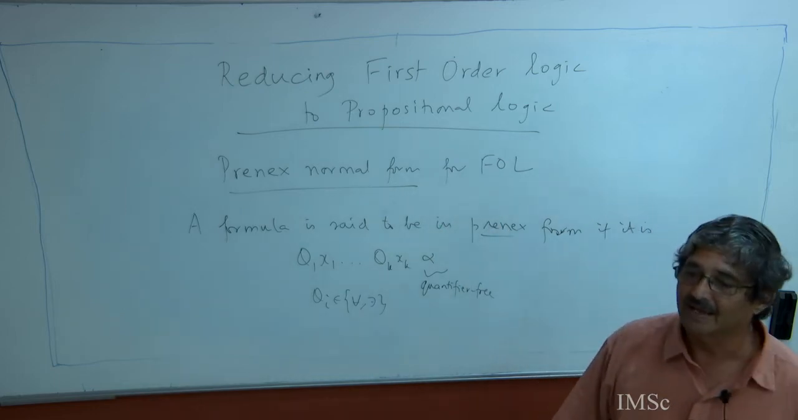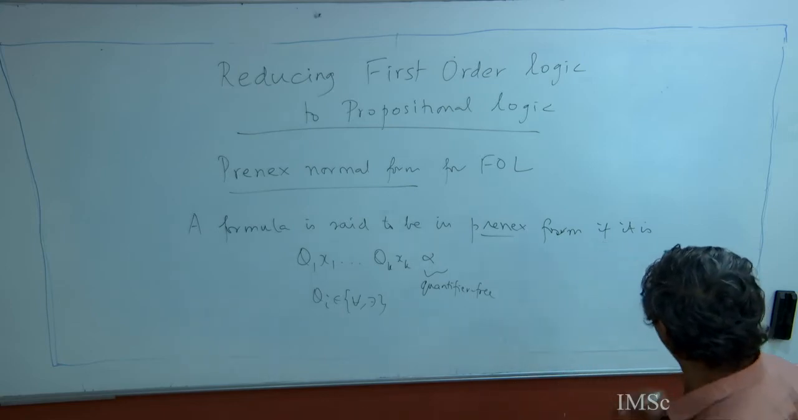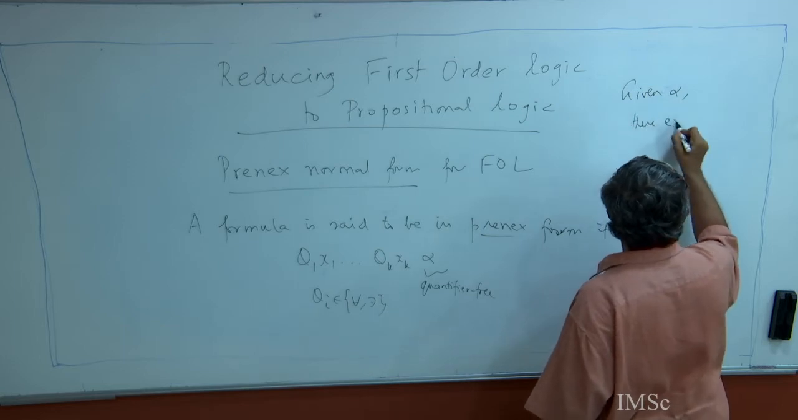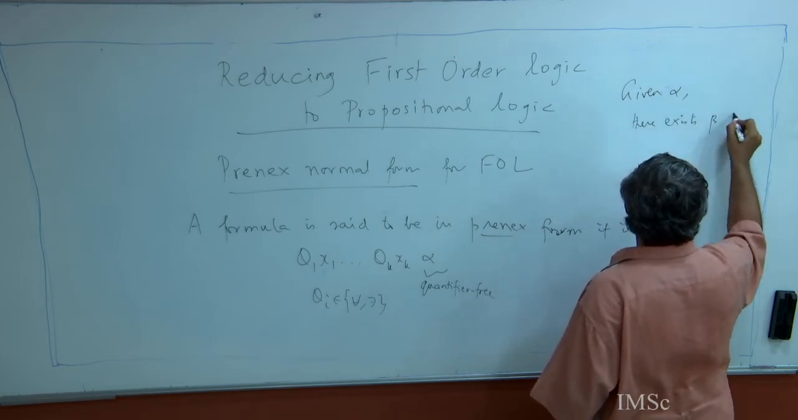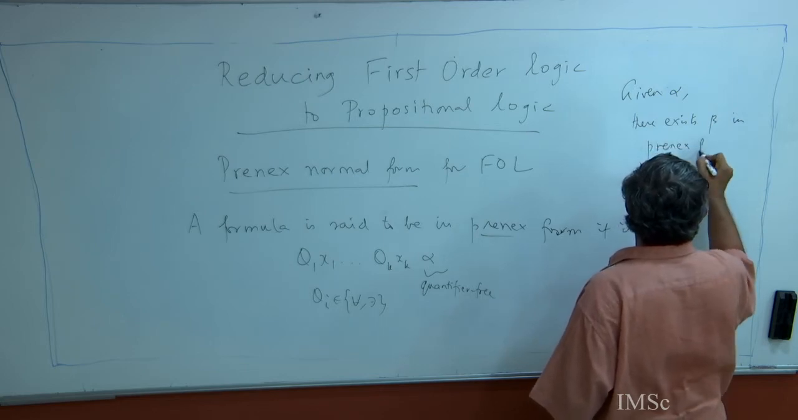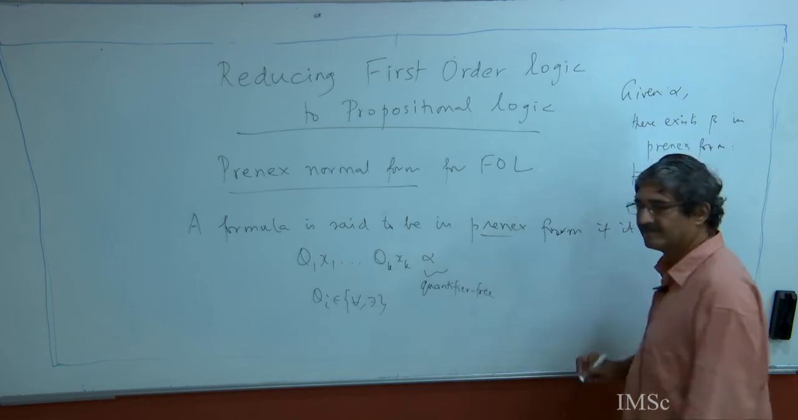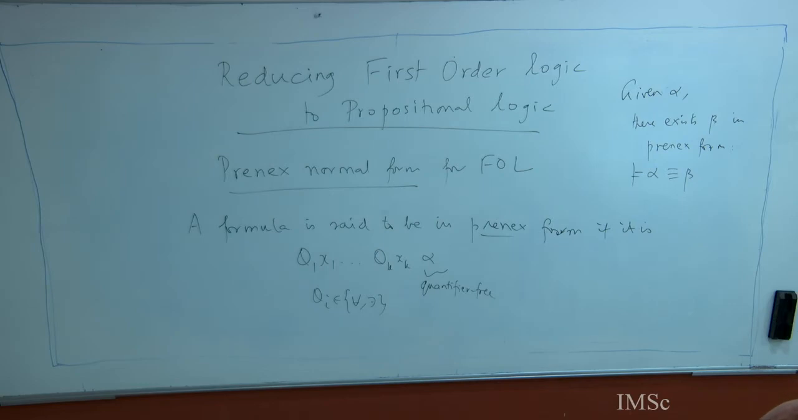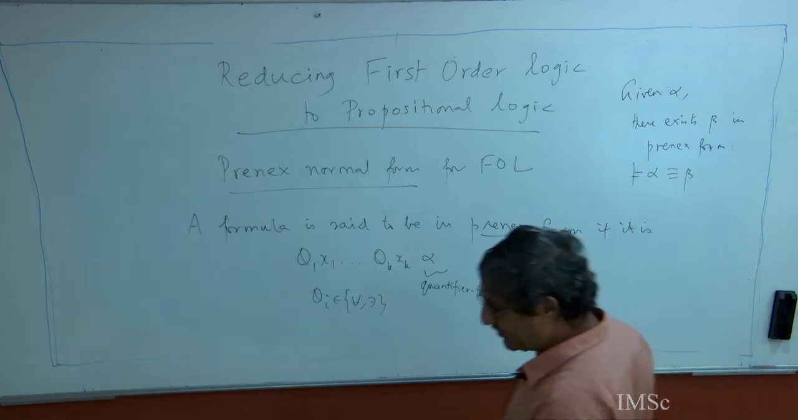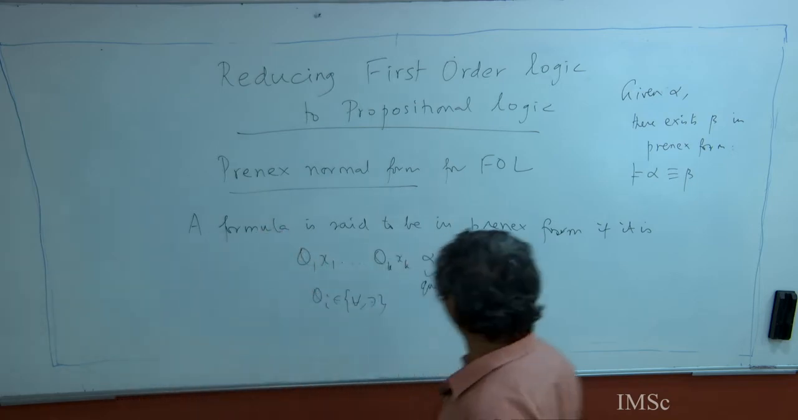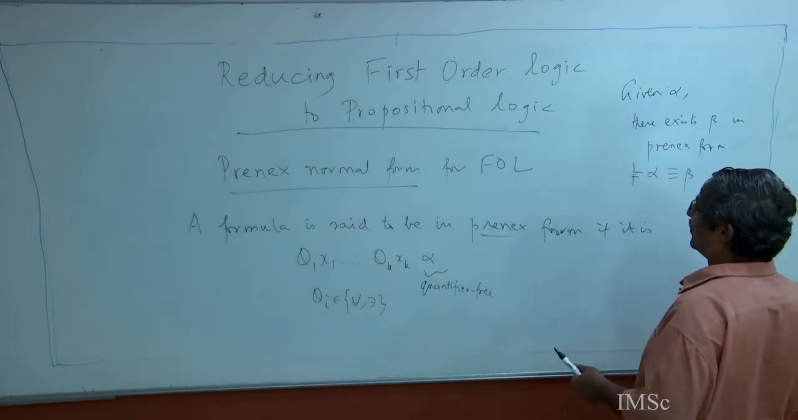Now, how would you do that? Any idea? So given any formula, obviously this is the statement. Given alpha, there exists beta in Prenex form such that alpha is equivalent to beta. So yeah, how would you expect to prove something like this? It's a fairly straightforward thing if you think about it. I think we have done what is necessary for this in our exercises early on. It's just that I forgot to point out.